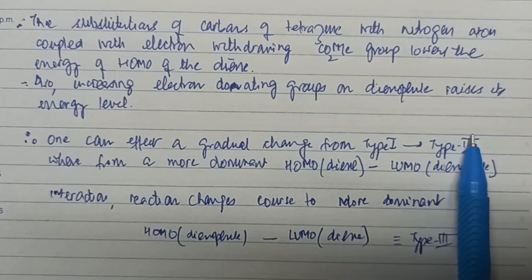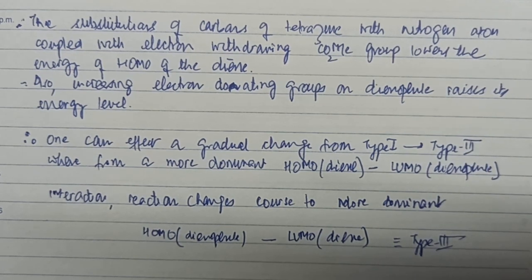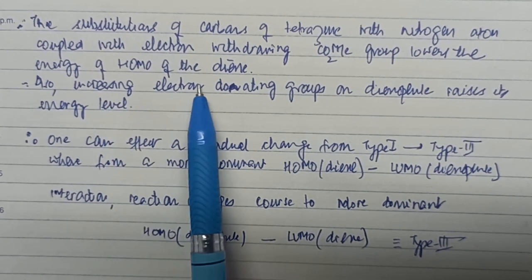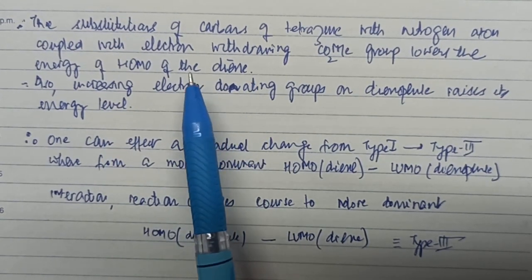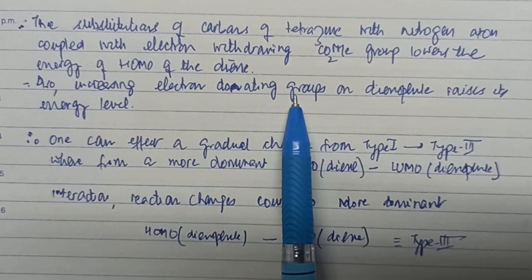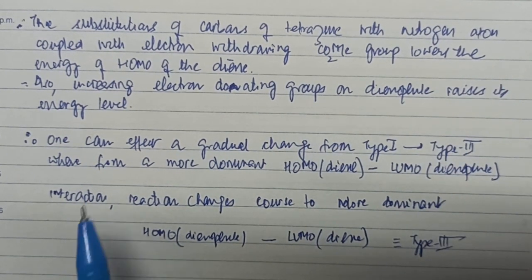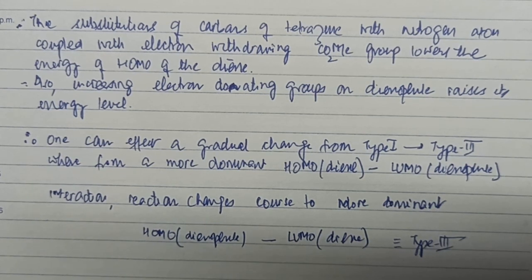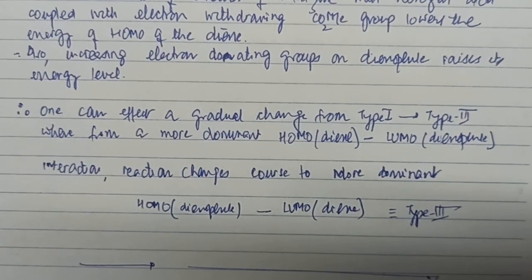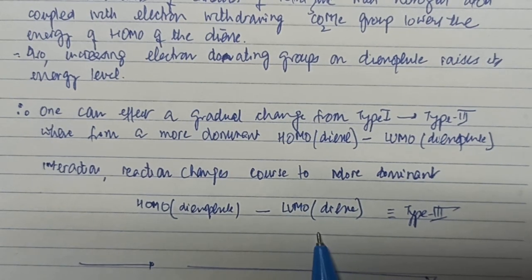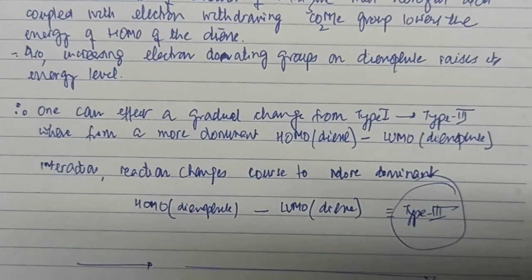Once it is shifted to the type 3 category, it is the HOMO of the dienophile and the LUMO of the diene which is the more important contribution. Hence, under those conditions, if I substitute the dienophile with an electron donating group, the reaction speed tends to increase. Therefore, the reaction changes from type 1 to type 3 category, in which the more contributing interactions are the HOMO of the dienophile with the LUMO of the diene. That is, we are talking about the type 3 category here.